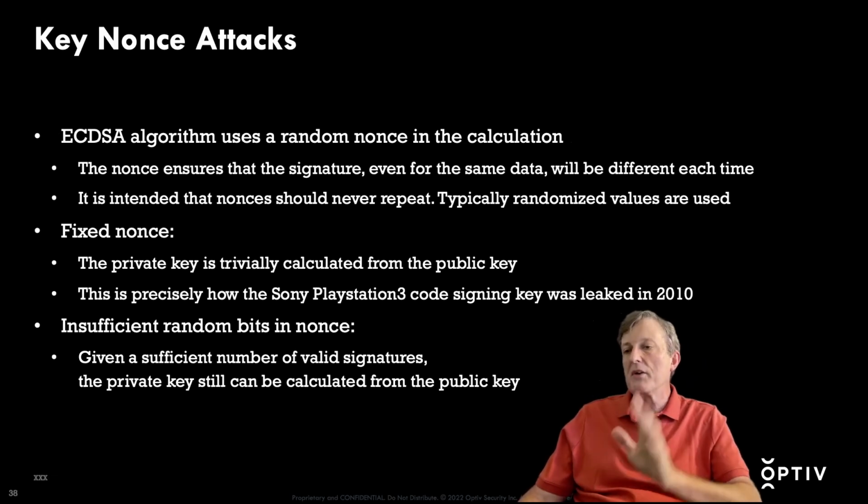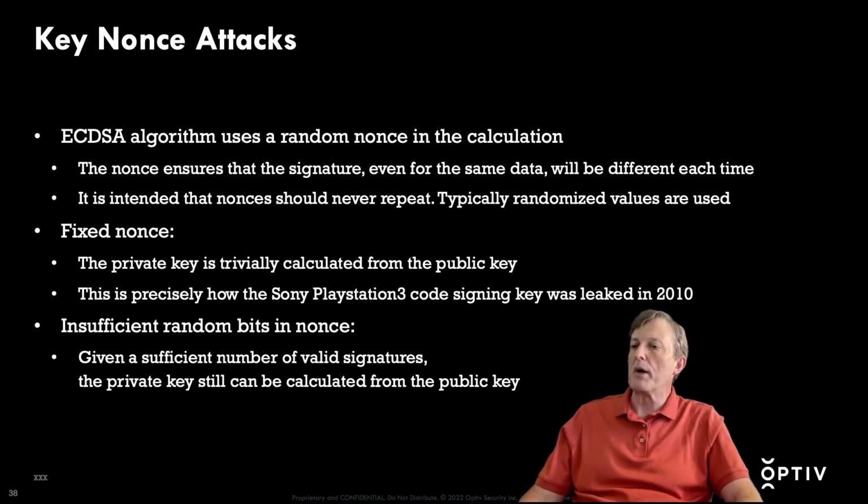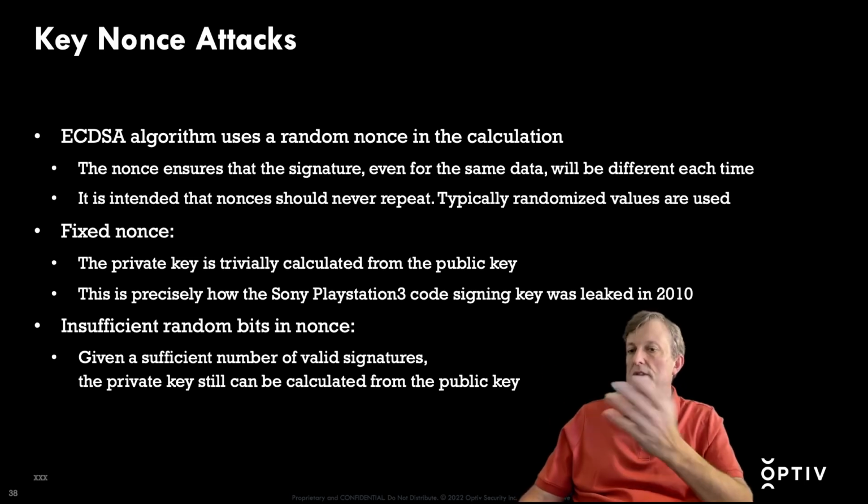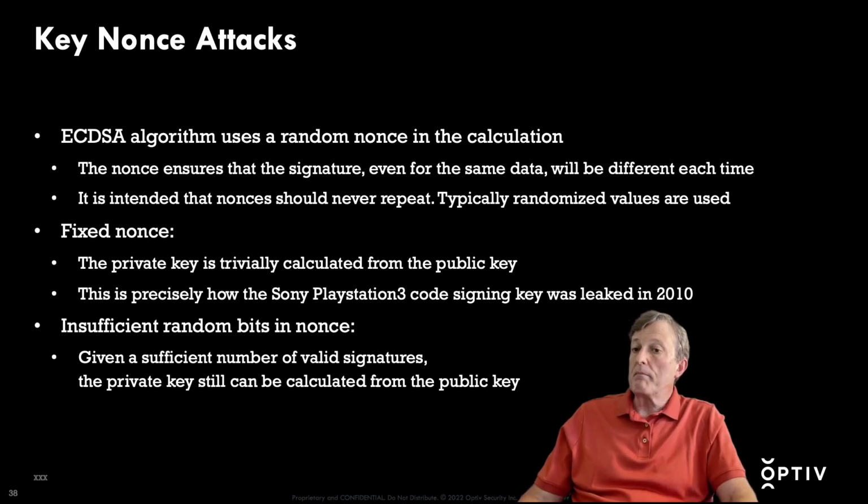Nonces are random. I don't want to get into crazy crypto stuff because everybody's eyes tend to glaze over, but there is a random nonce in the ECDSA algorithm for crypto reasons. It's essentially a random number that you put in every time you do an ECDSA calculation, and it verifies that the signature, even for the same data, is going to be a little bit different each time. So it helps against replay attacks and things like that. But the issue is that you shouldn't repeat nonces, and you should use a random value that has sufficient random bits, right?